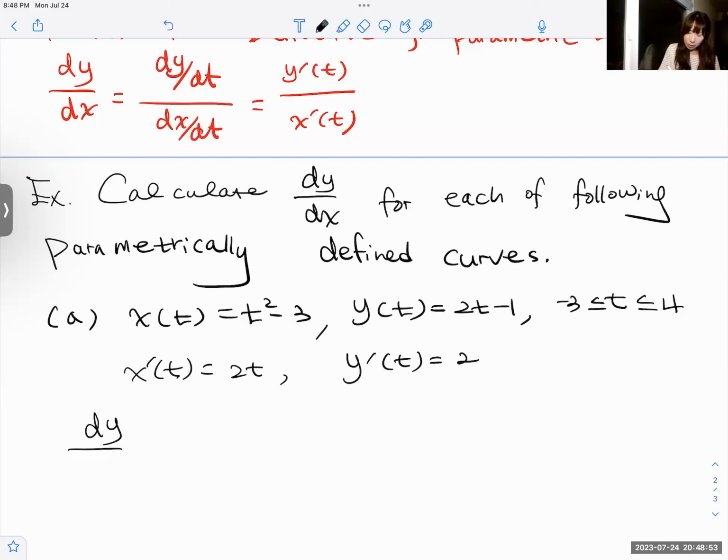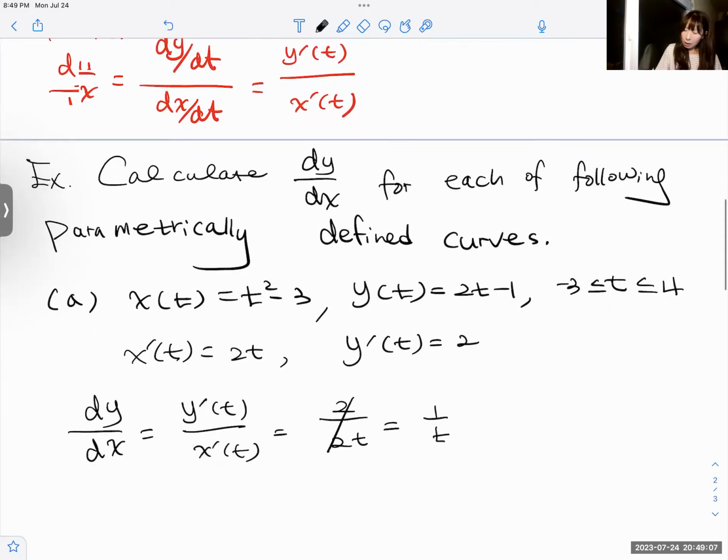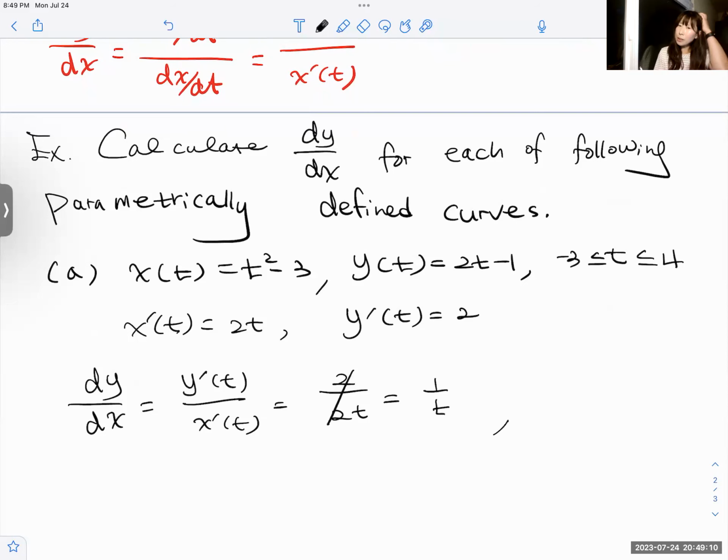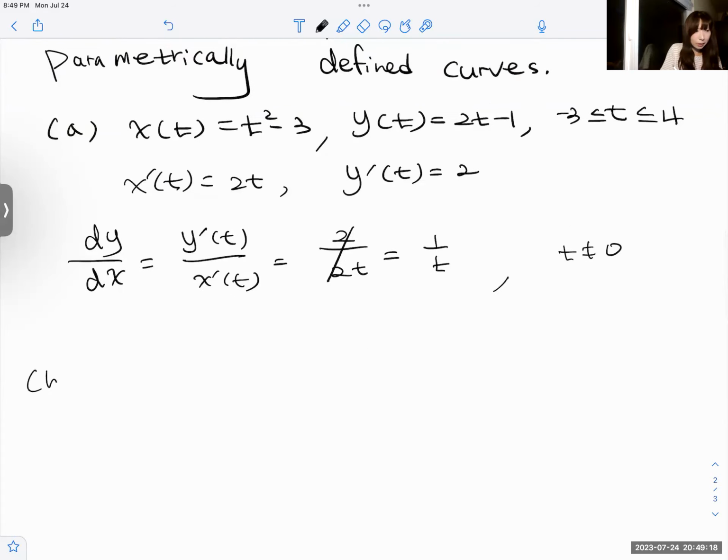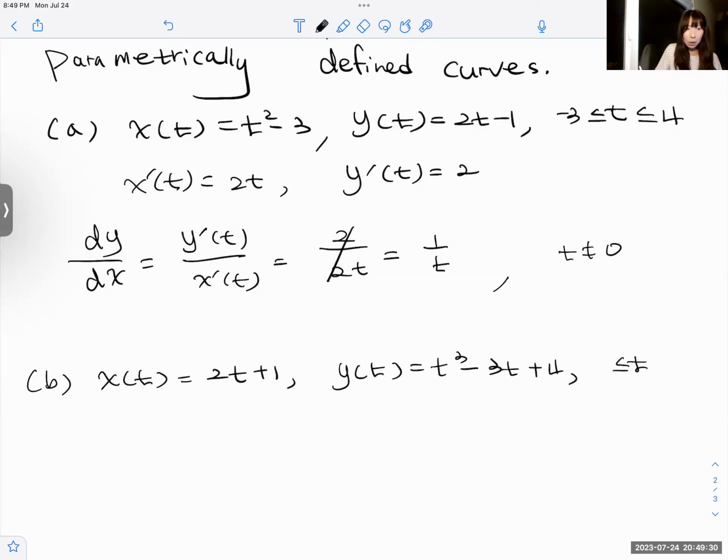Okay, so we have dy over dx, the slope. So y prime of t over x prime of t is 2 over 2t. So we can simplify, we have 1 over t. And we should not say that t is equal to 0, right? t cannot be equal to 0 since it's undefined. Okay, second part. We have x of t equal to 2t plus 1, y of t equal to t cubed minus 3t plus 4, t between -2 and 5.